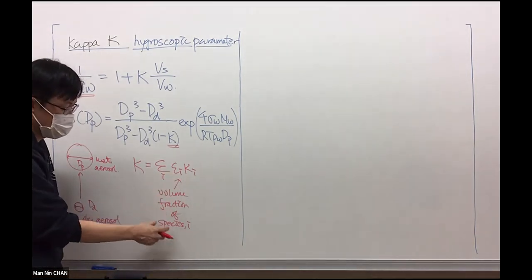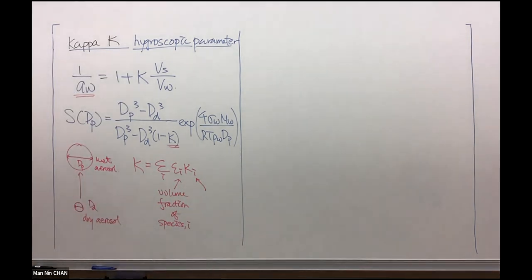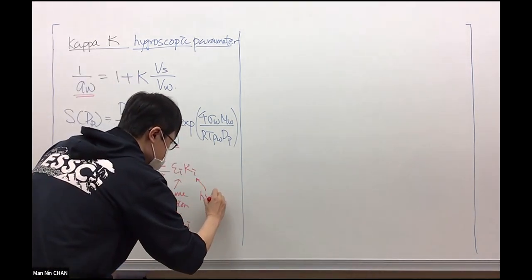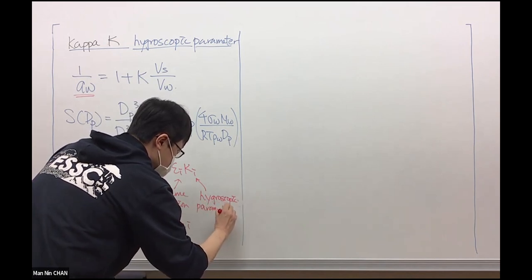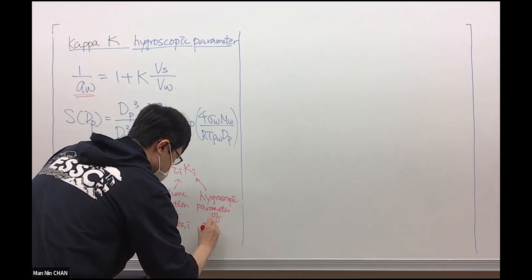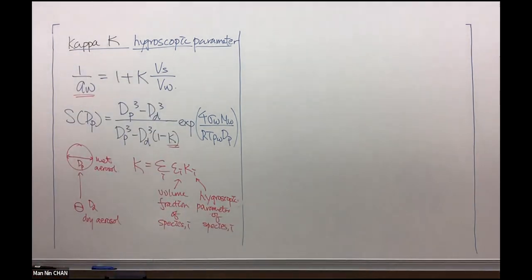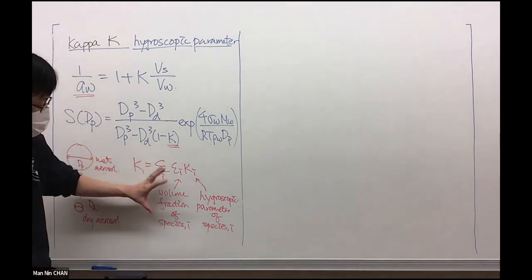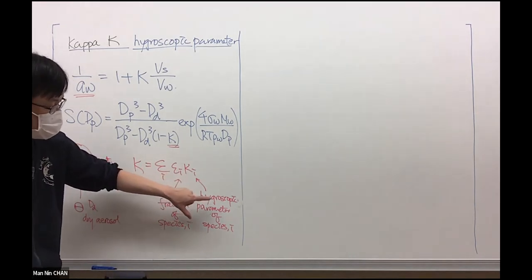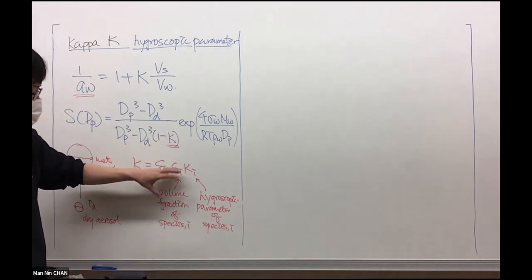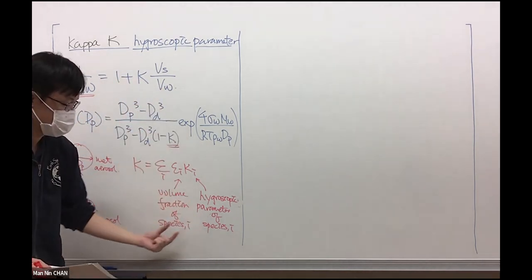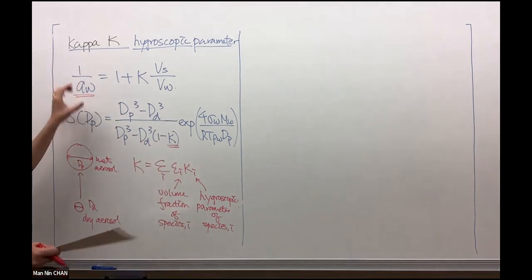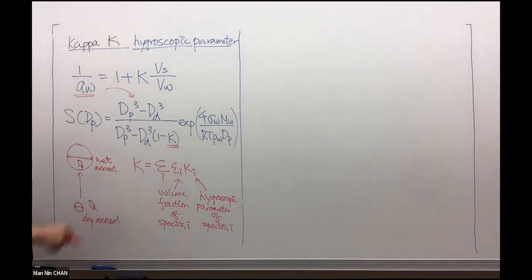So this is the volume fraction of your species i, and this kappa_i here is the hygroscopicity, or hygroscopic parameter, of your species i. Okay, so the kappa is just a sum. If you know the volume fraction of your species and also the corresponding hygroscopic parameter of your species i, you sum all these and then you get this so-called kappa value, and then you can use this to determine how your species, that means your solute, affects the water activity term here, right? At a different wet diameter.